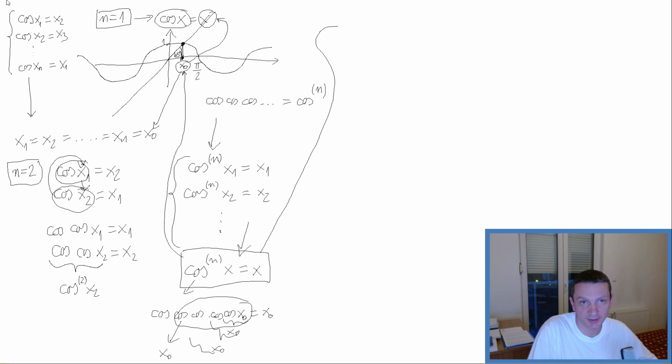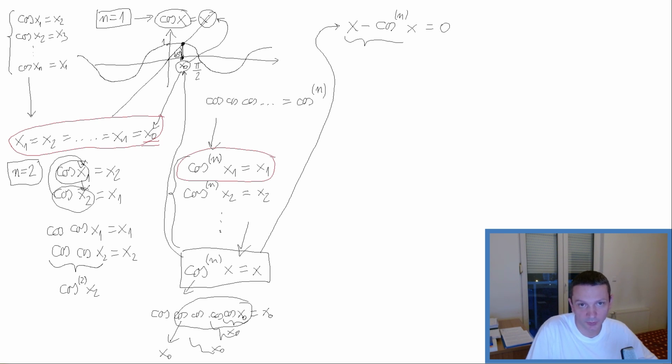We can write this, and if we prove that this is the only equation, we will obtain exactly, okay, let me write this now in red. We will exactly obtain that all unknowns are equal, because the unknowns satisfy the same equation with the same unique solution x0. So we can write this equation as x minus cosine n times of x equals 0.